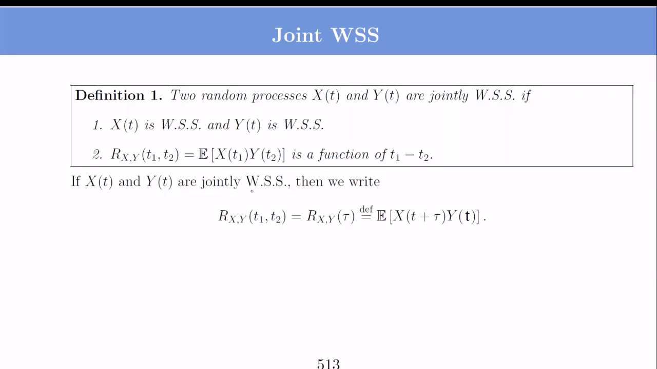So if x(t) and y(t) are jointly WSS, we also use the notation Rxy(tau), where tau denotes t1 minus t2. So Rxy(tau) is defined as the expectation of x(t plus tau) times y(t). Because it only depends on the delay, it doesn't matter what the value of t is. Any value you put as t will give you the same value, as it's only a function of the difference between t plus tau and t, which is tau.